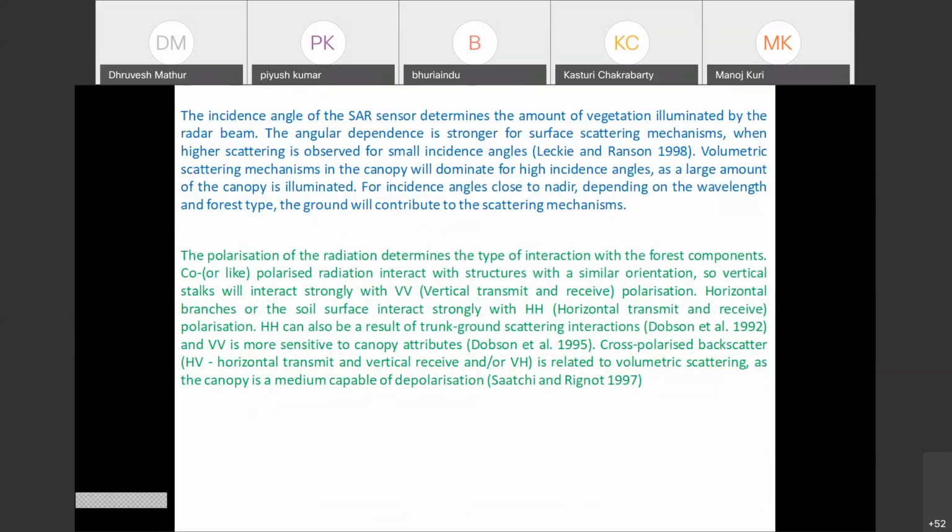So we have also discussed the incidence angle, and this is how you can see how it actually interacts; it determines the forest type. This we have already discussed, the vertical component and the HH component. And so, most important for biomass studies, we use the cross-polarized.